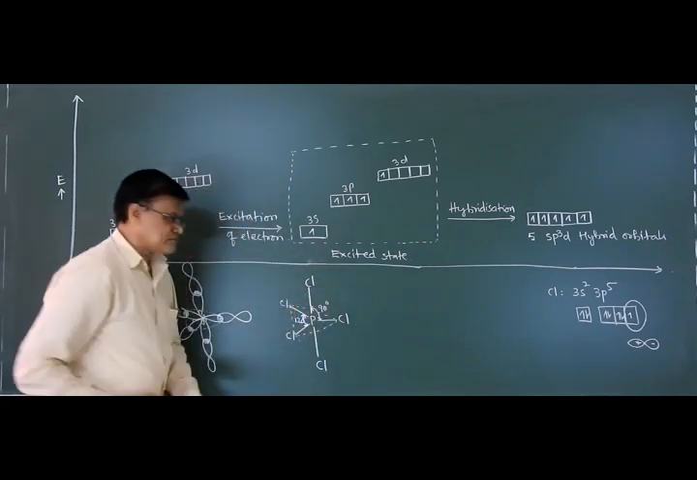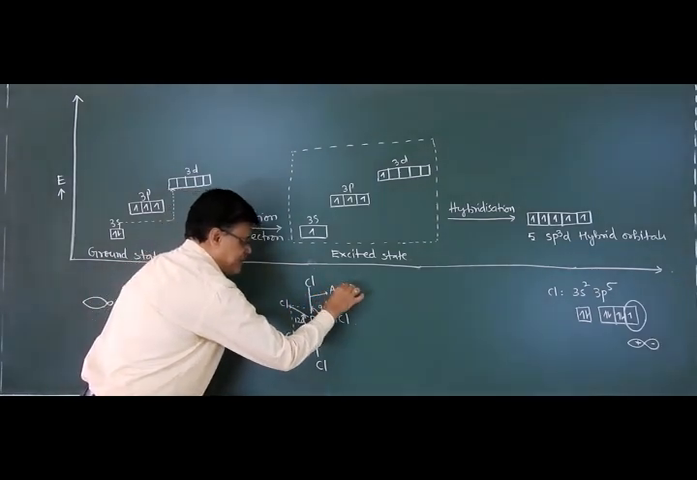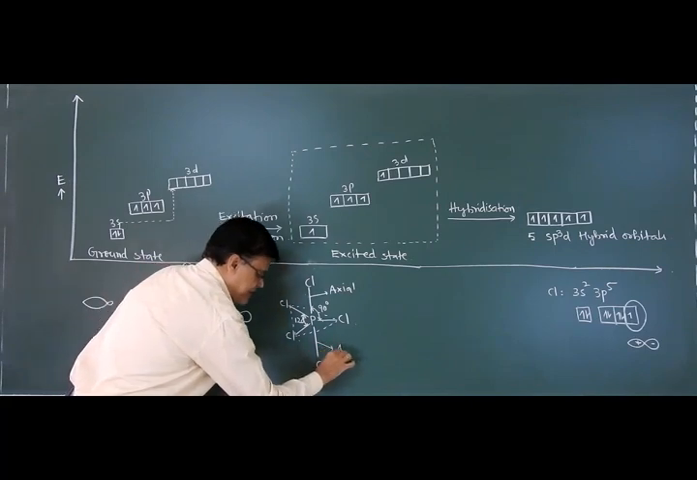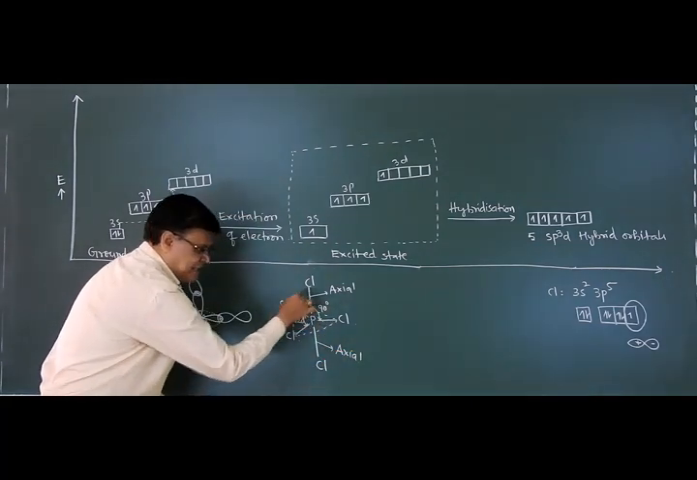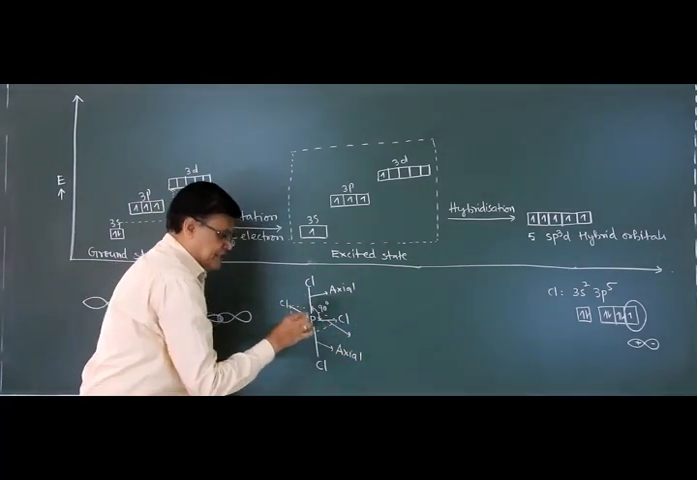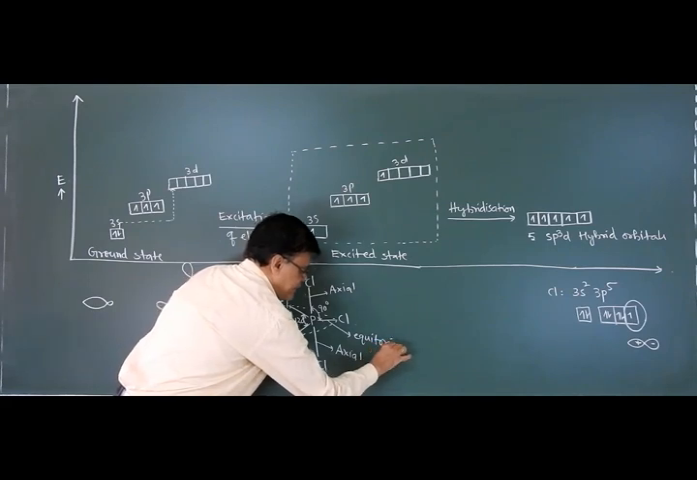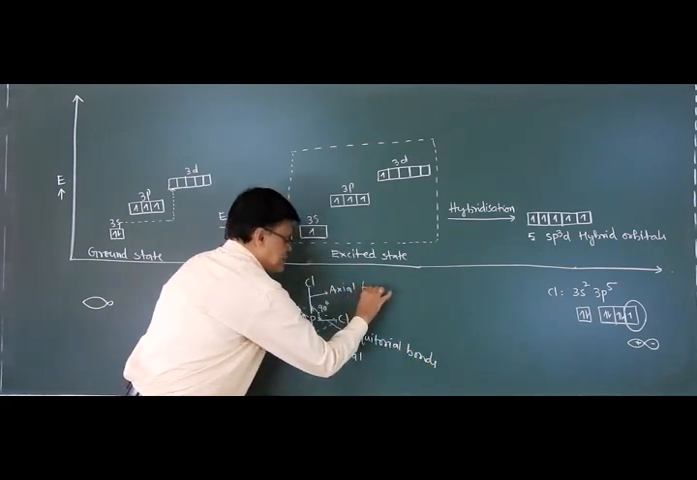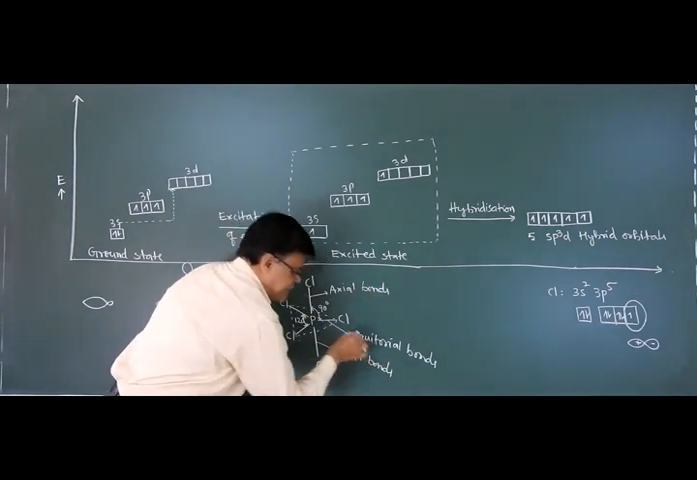Now see here. These bonds are called axial bonds. Very important, this is the structure. This is also an axial bond. These three bonds which are present in the triangle are called equatorial bonds. These are the axial bonds. These are the equatorial bonds.